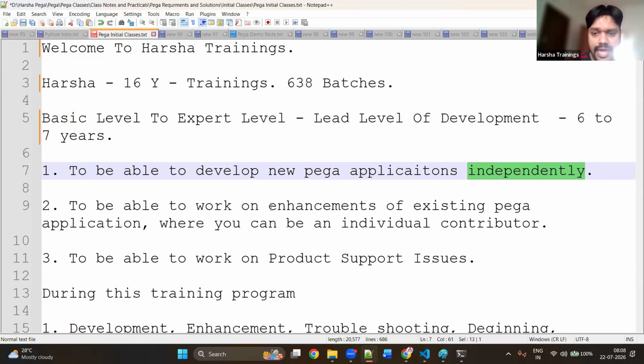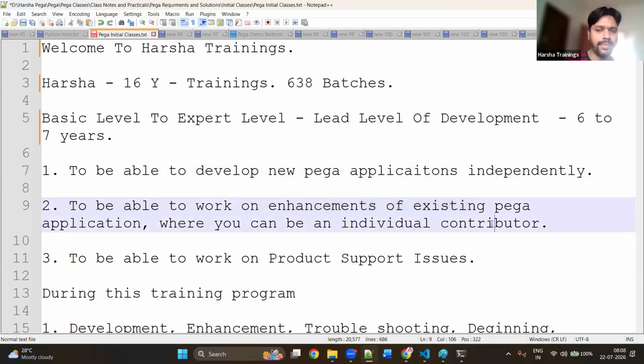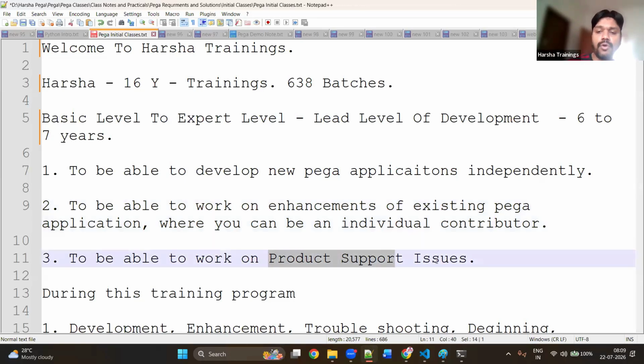You will be able to work on enhancements of the existing Pega application. That means if I give you an already developed Pega application, where functionalities are already implemented, and you are asked to enhance any existing functionality, you will be able to do that. You can develop applications from scratch, and you can work on an already developed application, understand it by reverse engineering, and do the enhancements. You will also be able to work on production support issues.